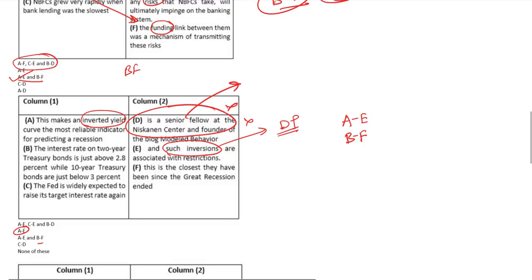So you have A that is going with E. So A and E pair is there. So B and F now go hand in hand. So you can mark this option. Let's see what goes with C. The Fed is widely expected to raise its target interest rate again. E cannot go with C. This is the closest they have. Okay, when you say this is the closest, here they're only talking about expected to raise its rate of interest, but they have not mentioned any rate of interest out here. Had they mentioned it, this would have been possible. That's the reason this is also knocked off. So the final answer is going to be AE and BF.